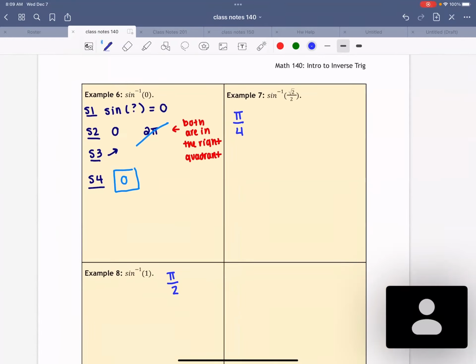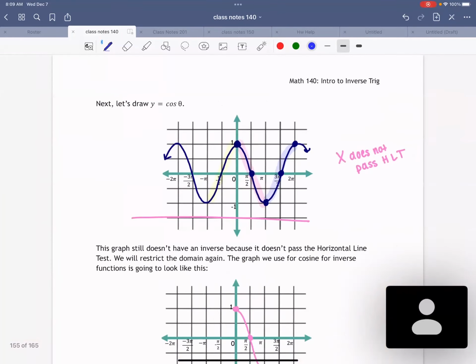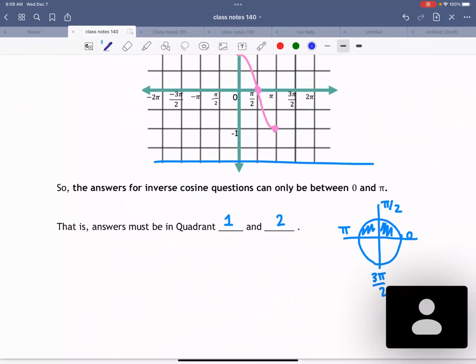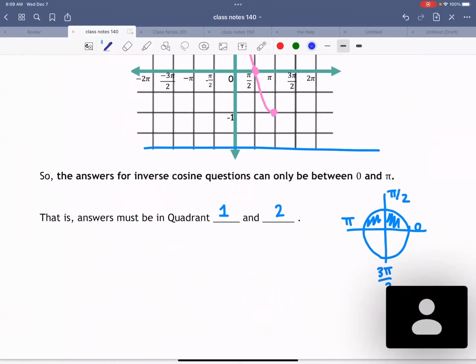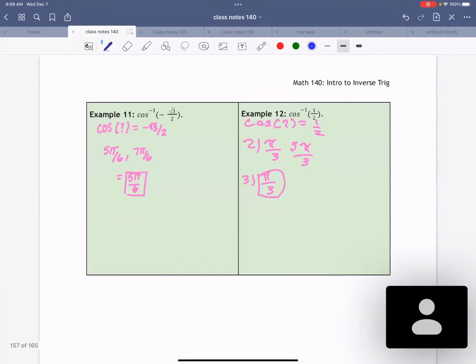Okay. After we worked with sine, we talked about cosine, which was pretty much the same thing, except instead of quadrants 1 and 4, our answers had to be between quadrants 1 and 2, which actually made cosine a little bit easier to work with. But we did a lot of practice with cosine on Monday.